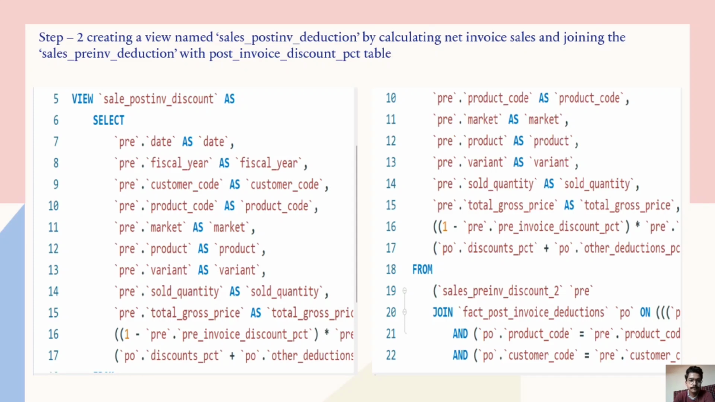Second step is that we need to calculate the net invoice sales, plus join the post invoice deduction in that table. In the pre-invoice deduction table, which in step one we named sales pre-invoice deduction, we have the total gross price and pre-invoice deduction. We performed the mathematical operation between those two columns and calculated the net invoice sales, and then we joined the post-invoice deduction table with that table. So the new view we have created is now the sales post invoice deduction.